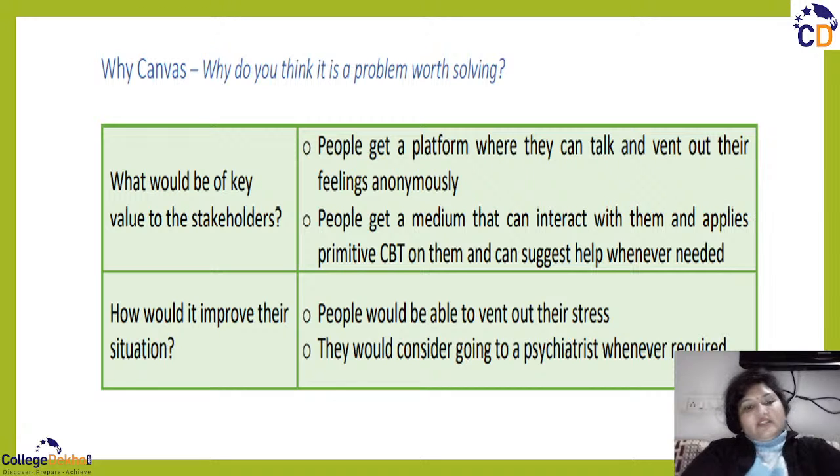and can suggest help whenever needed. So how would it improve their situation? People are not trusting anyone to vent out their feelings and their stress. For overcoming this, this system is going to help out. Why are you building this system? So people would be able to vent out their stress using this system. They would consider going to a psychiatrist whenever required.